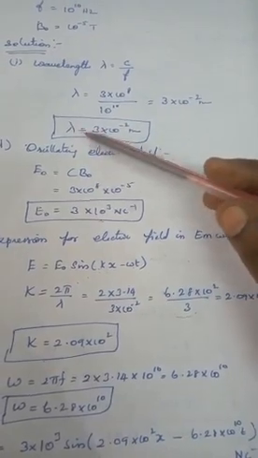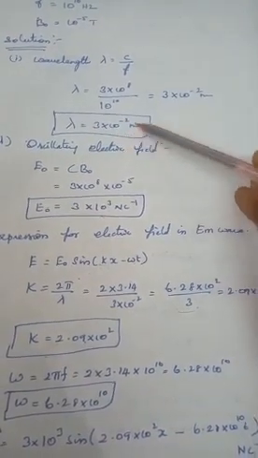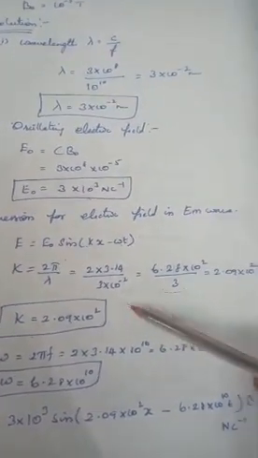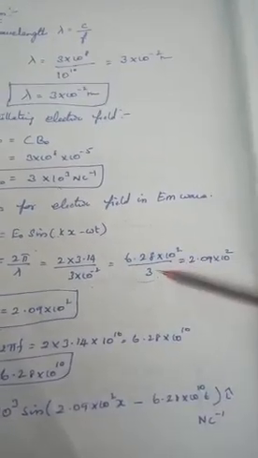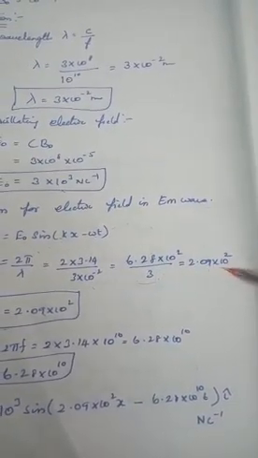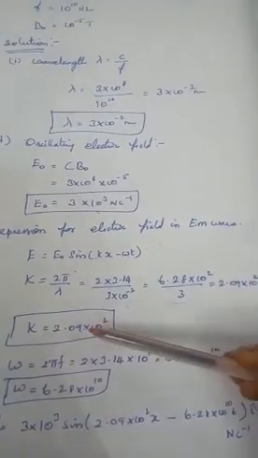Already the lambda value is there. Lambda is equal to 3 into 10 to the power minus 2 meter. So substitute that value in this K value. So finally you will get 2.09 into 10 to the power 2 as the K value.